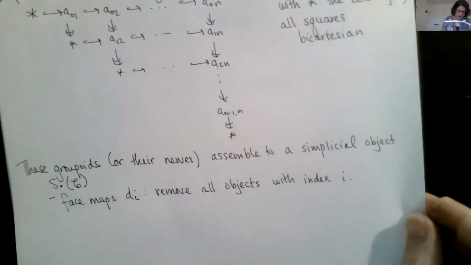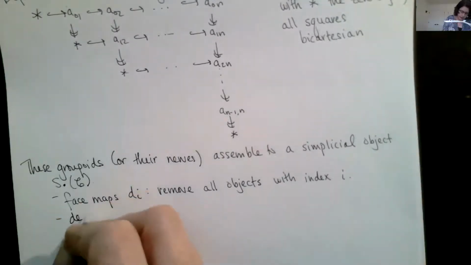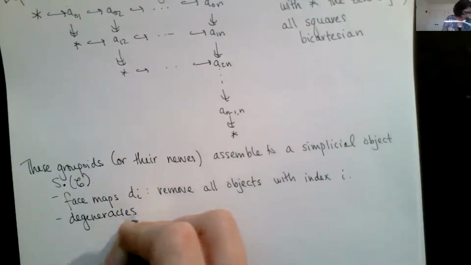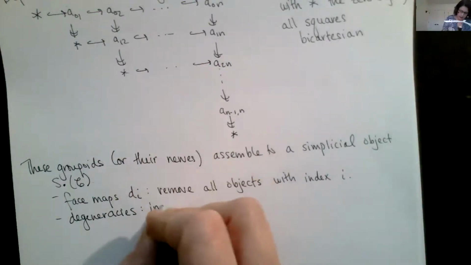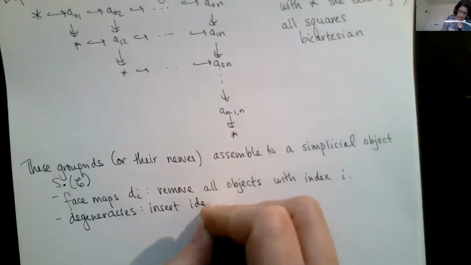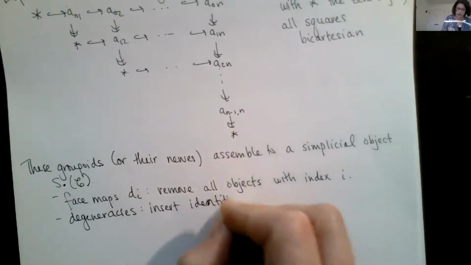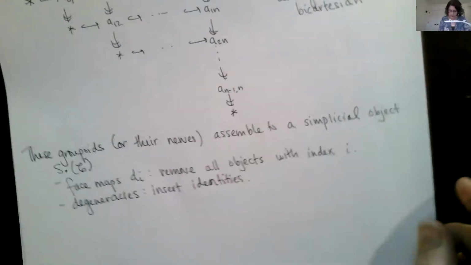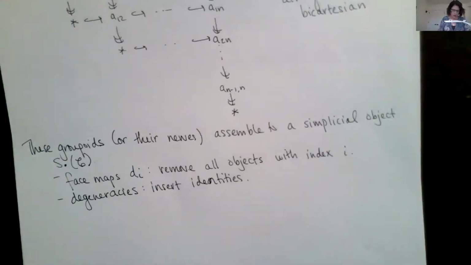The degeneracies are not going to come up in this talk. You just insert identity maps as appropriate. I leave that for you to figure out if you haven't seen that before.